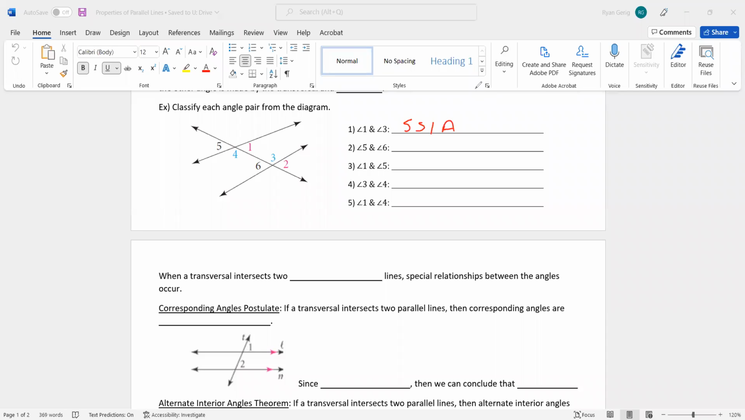Angles 5 and 6. Those are on the same corners of two separate intersections. Those are corresponding angles.